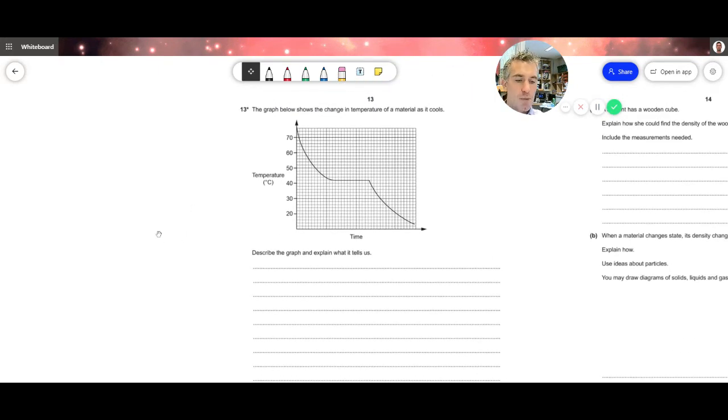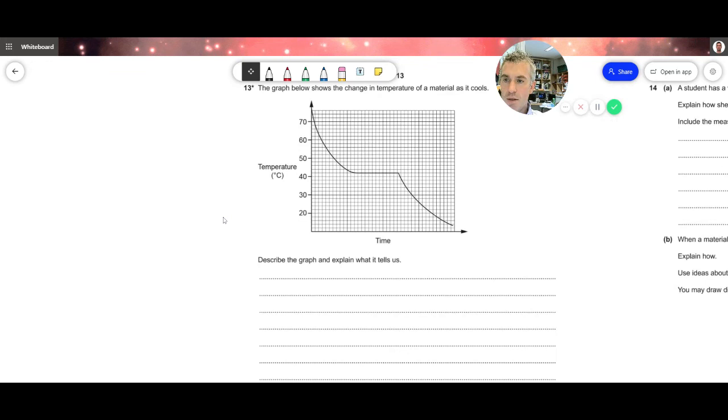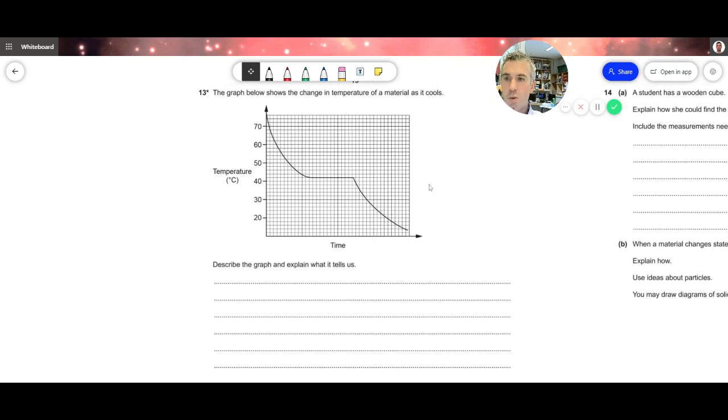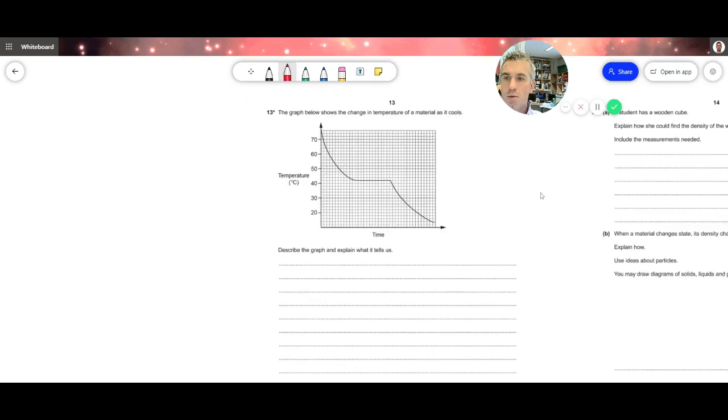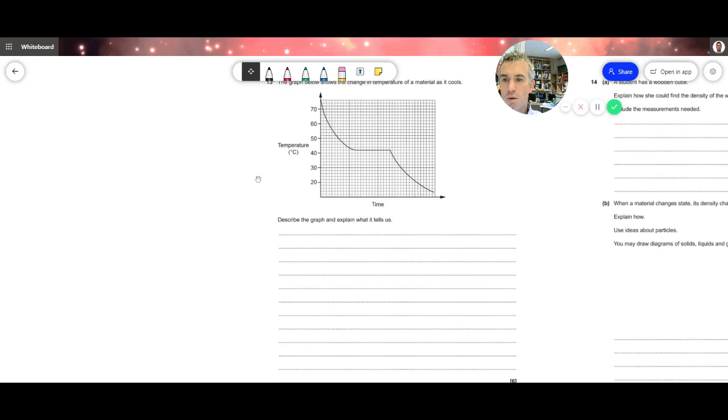Okay, here we go. Here is a proper 6-mark question to test yourself. It may look quite scary, but there's not too much to worry about. The graph below shows the change in temperature of a material as it cools. Describe and explain what the graph tells us. Okay, so things we need to talk about at this point here.